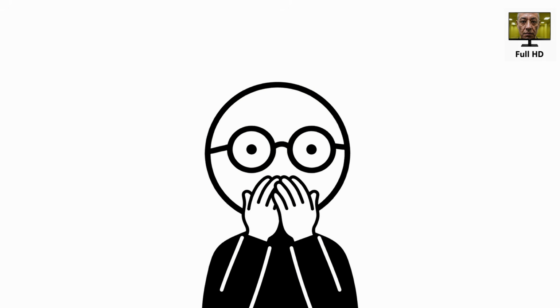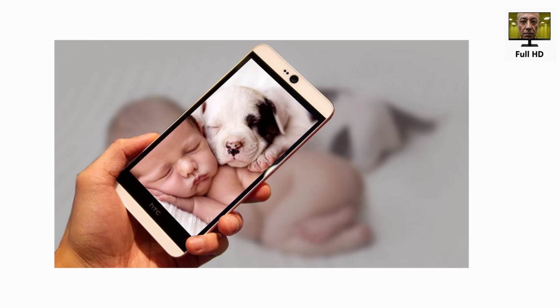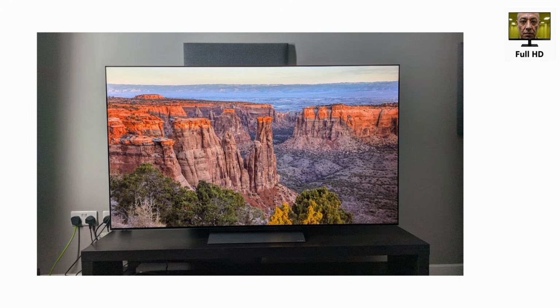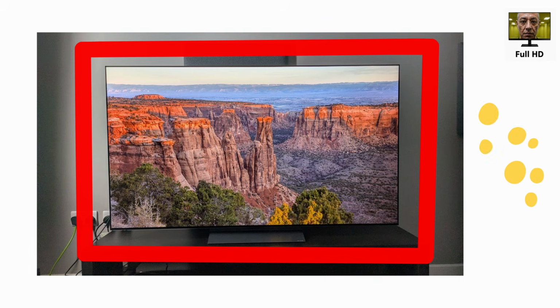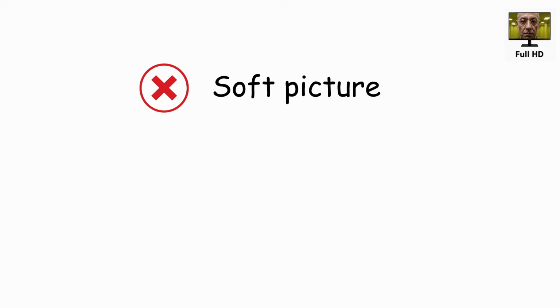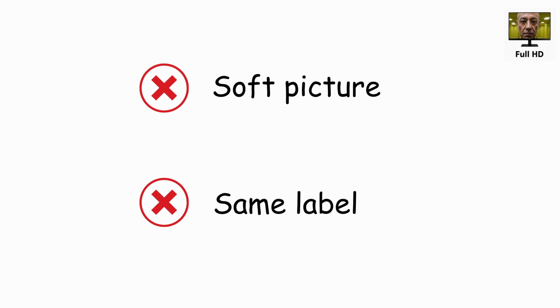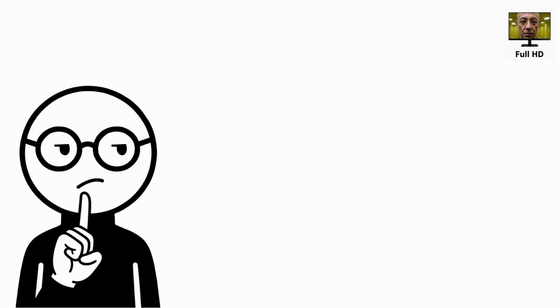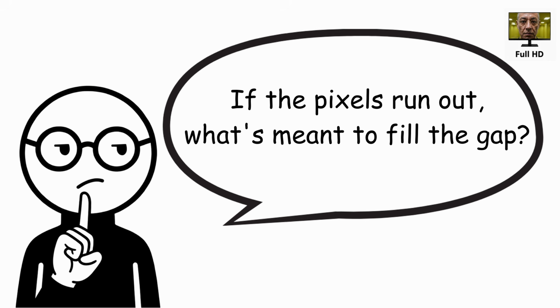But Full HD hides a catch, and it's the whole secret of this question. 2 million pixels look flawless crammed onto a phone. Take those same 2 million and smear them across a giant screen, and they thin right out. Soft picture, same label. Which raises the obvious question. If the pixels run out, what's meant to fill the gap?